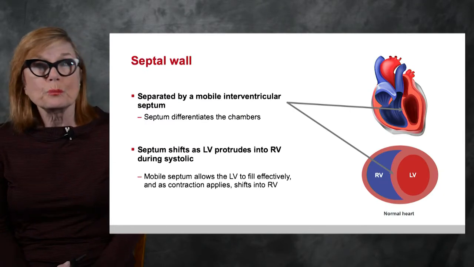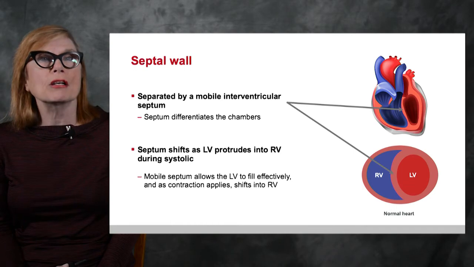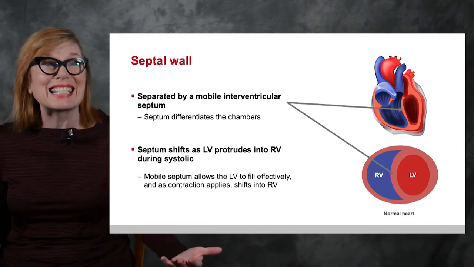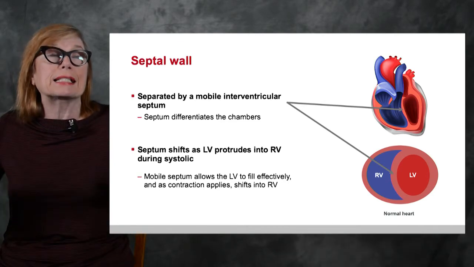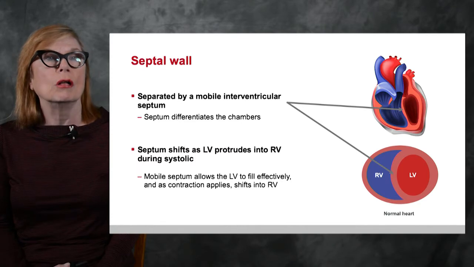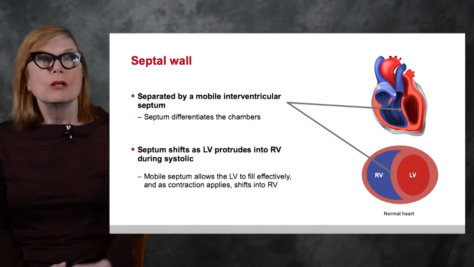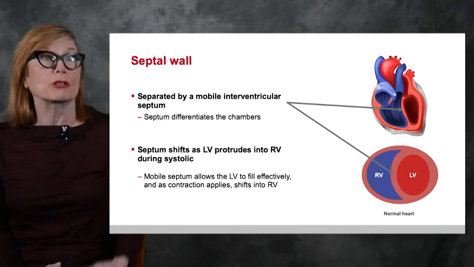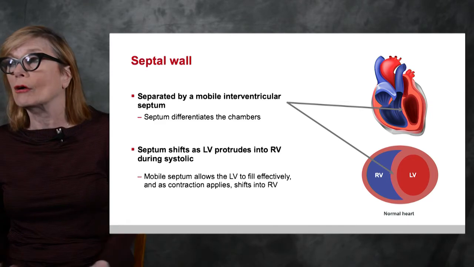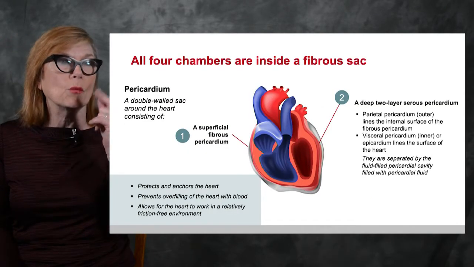Okay, so again, taking a look at that septal wall, just reminding ourselves this is really during systole. As the left ventricle is contracting, the septal shifts over into the right ventricle. That allows that left ventricle to fill effectively and contract effectively. So this is the normal septal shift that we see when we look at an echocardiogram in a normal, healthy heart. That's septal wall shifting.